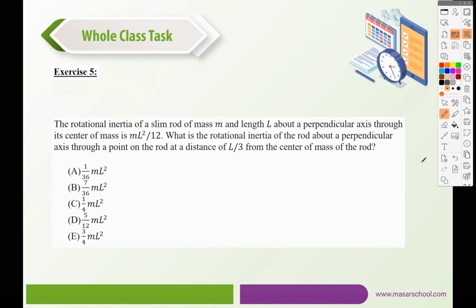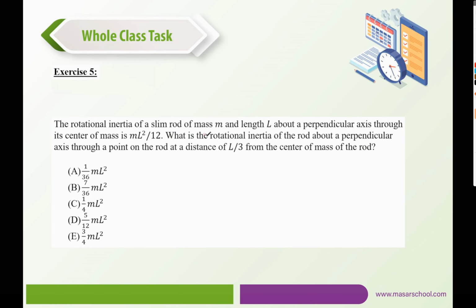Now, the rotational inertia of a slim rod of mass m and length L about a perpendicular axis through its center of mass is given by 1/12 mL². What is the rotational inertia of the rod about a perpendicular axis through a point on the rod at a distance L/3 from the center of mass of the rod?